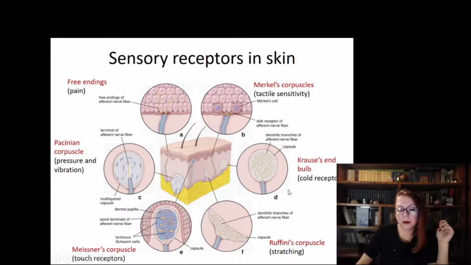Also we have the Ruffini corpuscle and Krause's end bulb, for the perception of stretch and cold, respectively. Notice that those four types are encapsulated receptors. This is the subject of physiology, I think.